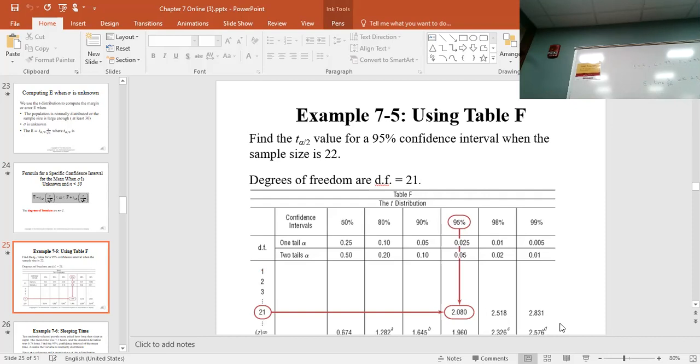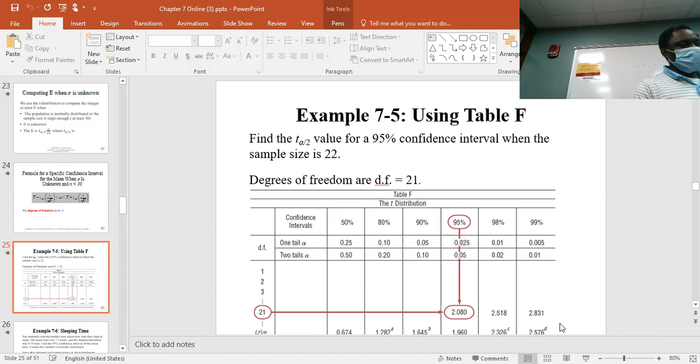And let's do an example at the same time. This example is: find the t alpha over 2 value for a 95% confidence interval when the sample size is 22. When the sample size is 22, the degree of freedom is what? N equals 22. The degree of freedom will be what? Now C equals 0.95.